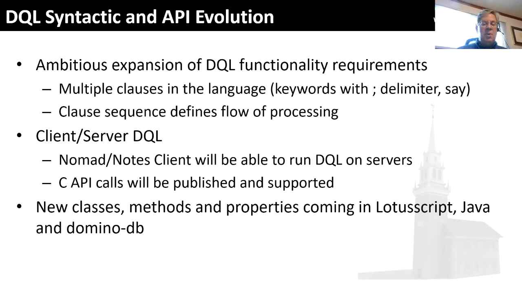The client-server DQL, right now, you cannot call DQL from client to server. We're going to fix it. In fact, I have code I'm developing as we speak. Well, not as we speak, but I will work on it later today. That will do just that. And the CAPI calls will be published and supported. New classes are coming with new properties in LotusScript, Java, and DominoDB, all three of those venues, to do things along with the CAPI. So the point is we're not stopping here. And really, I don't want to spill too many beans here, but you ain't seen nothing yet. Okay, that's the basic statement.